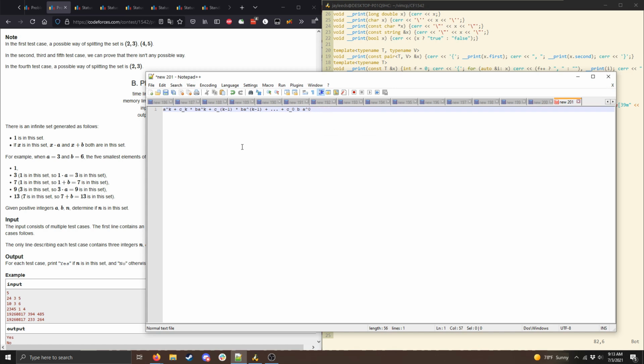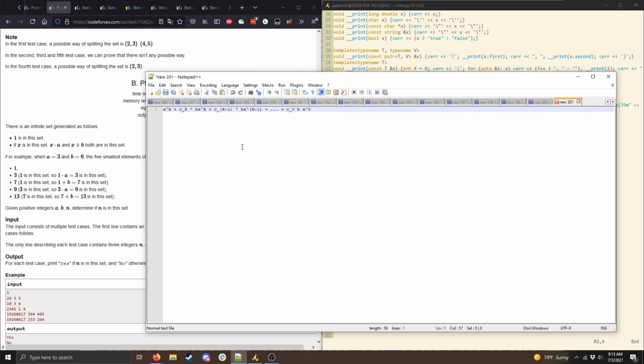And this step represents the number of times we add b after all k multiplications by a. And so then you realize that the set of numbers in the set is exactly the set of numbers of this form for some k.